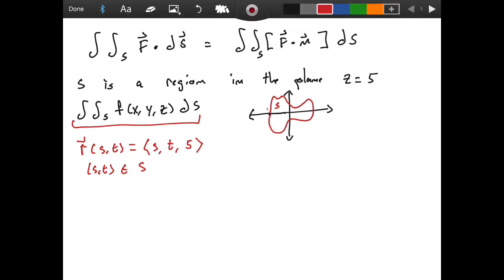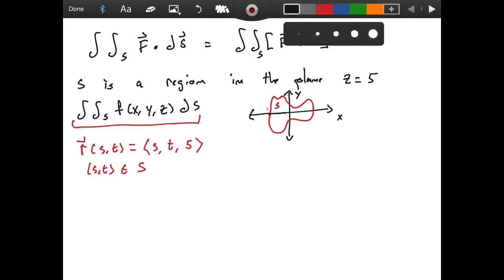This is kind of like the x-axis, this is kind of like the y-axis, but this is all happening in the plane z = 5. The parameterization is just going to be r(s,t), where s and t are in this parameter domain S. So we're using S to denote both the surface and the parameterization domain. I hope you can follow that. It might be confusing, but I think you know what it means. Don't let it confuse you too much.